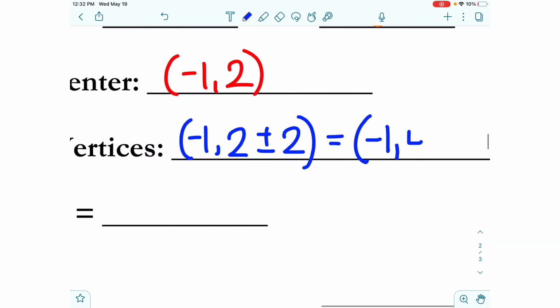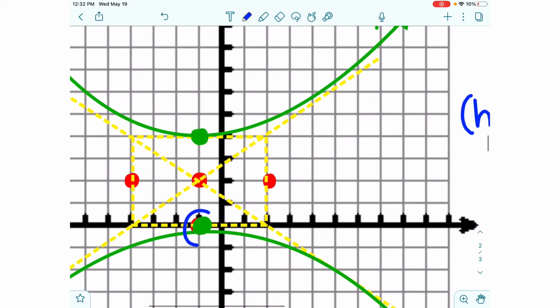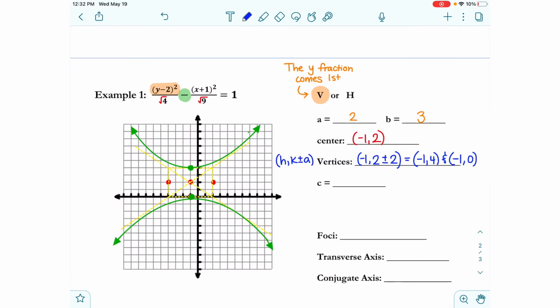-1, 2 plus 2 is 4, and -1, 2 minus 2 is 0. But I also could just eyeball it. Like this point is legitimately -1, 0, and this point is legitimately -1, 4. So I don't care if you use the formula or if you eyeball it.